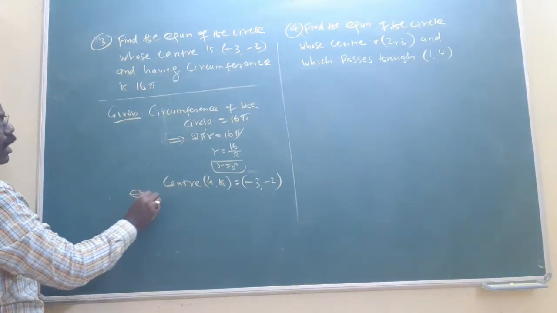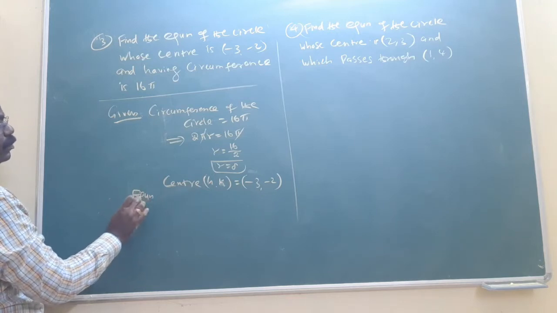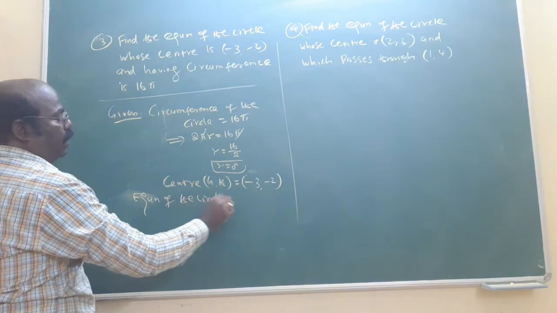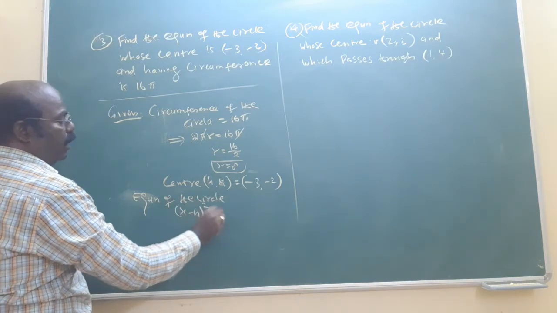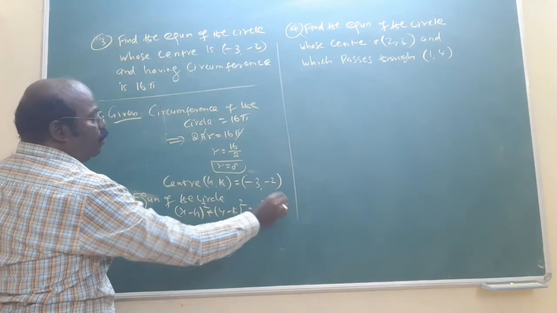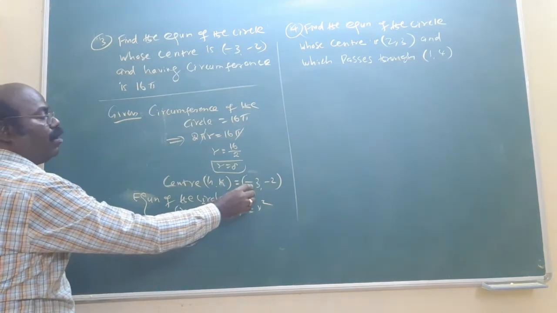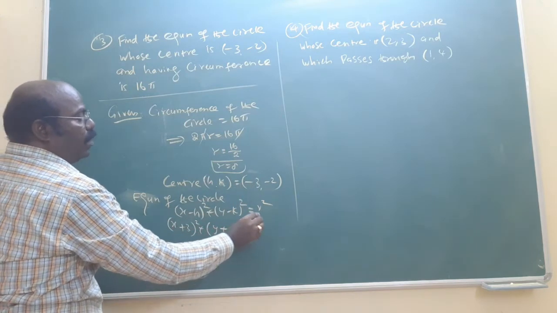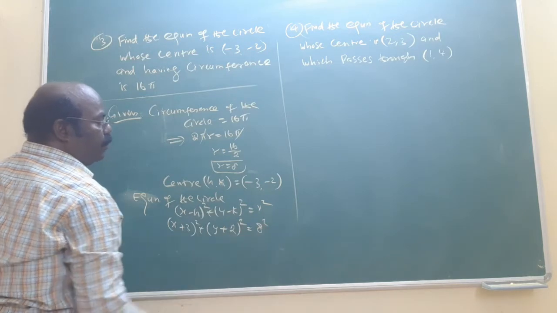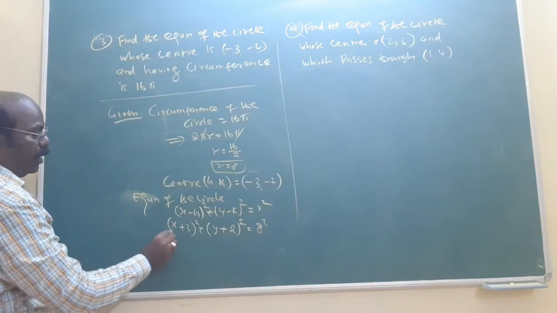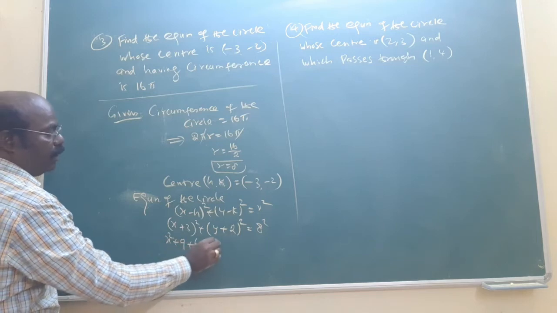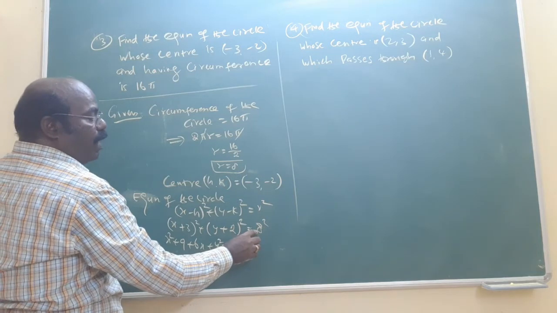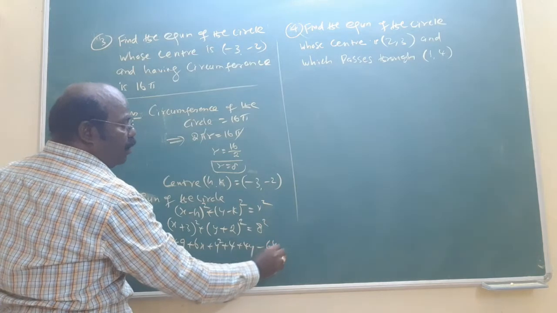Now the equation of the circle. What is the formula? x minus h whole square plus y minus k whole square equal to r square. x minus h, minus of minus, x plus 3 will come. y plus 2 whole square. r is 8 square. Am I right? Now what is the formula? a square plus b square plus 2ab. 8 square means 64. Bring this side, minus 64 equal to 0.